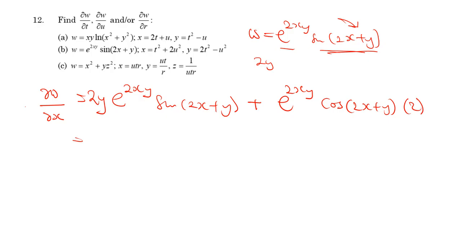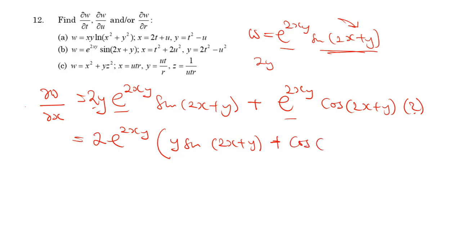Now notice you have a 2 there, you have a 2 there, and you have e to the 2xy in both terms. You can factor that out, so I factor out 2e to the 2xy. For the first part, I remain with y sine of 2x plus y, plus in the second part, I remain with cosine of 2x plus y. This is what I get for the first one. Now I have to find partial of w with respect to y.